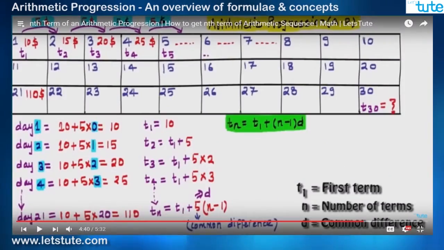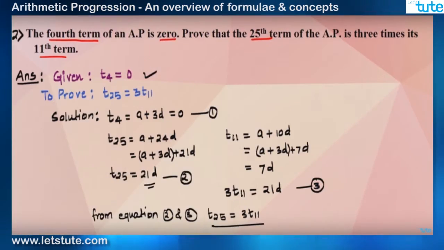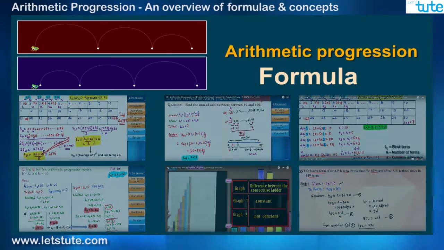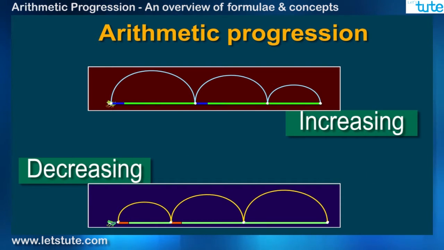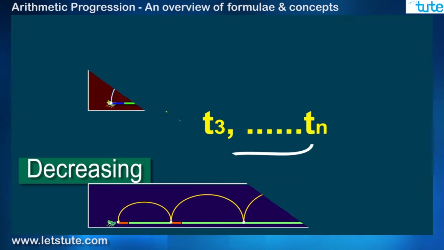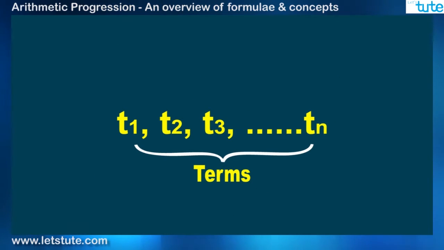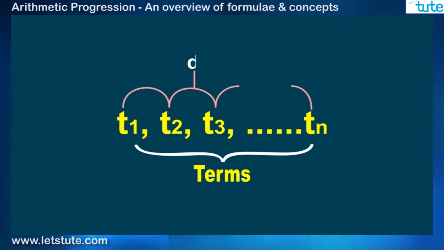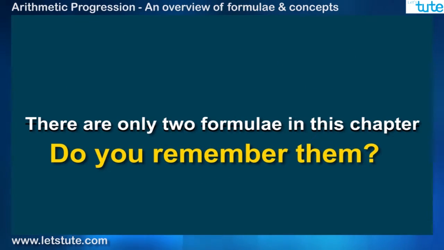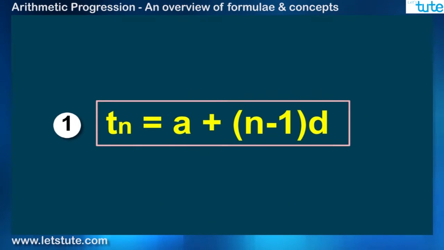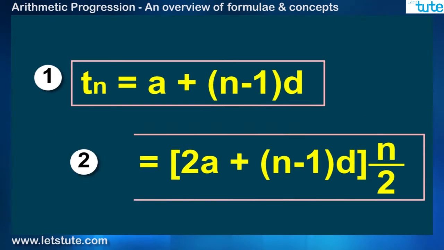Today we'll focus more on its formulae and the confusion or difficulty that we face while solving problems. AP is a sequence of numbers that follow a particular pattern and can be in increasing and decreasing order. Each number of the sequence is known as a term of the AP. The amount by which the next term is increased or decreased is called common difference. There are 2 formulae in this chapter. Do you remember them? The first one is Tn and the second one is Sn.